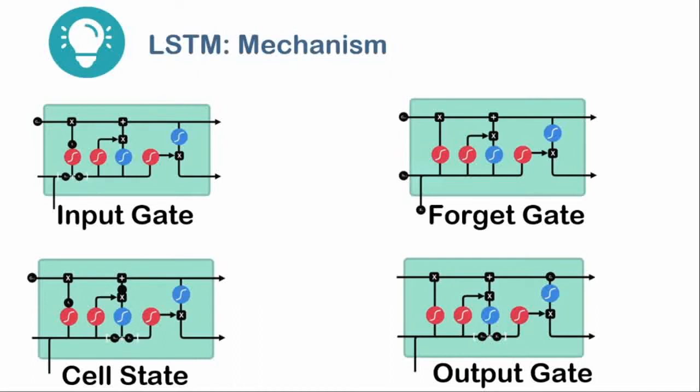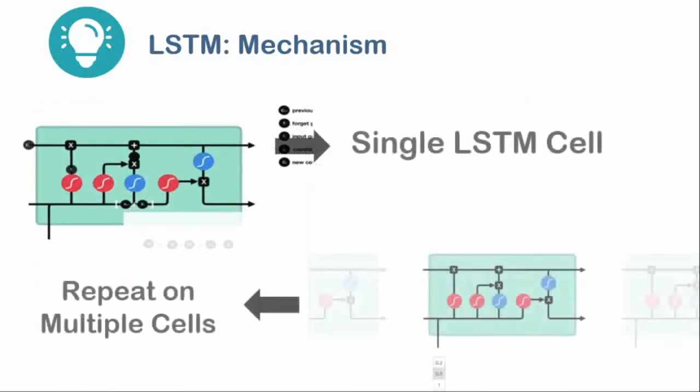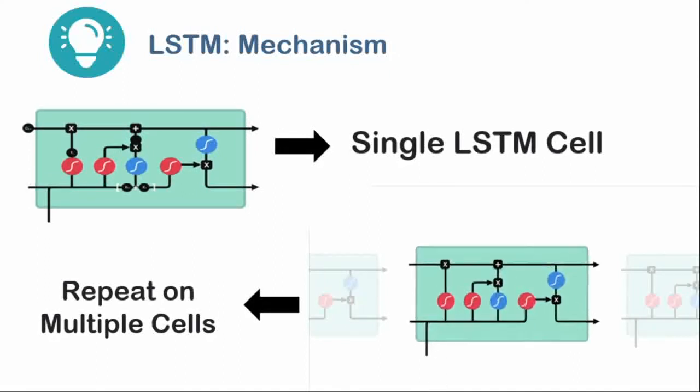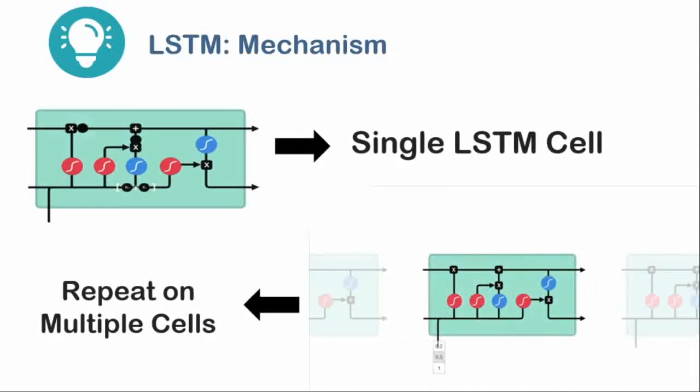Now that we know about the architecture of LSTM, let's look at the mechanism of LSTM. So basically, the input gate inputs data, the forget gate decides which data to pass and which to forget. The cell state modifies the data, and ultimately the output gate passes the combined output. And this whole thing is repeated throughout multiple cells to build a solid LSTM network.